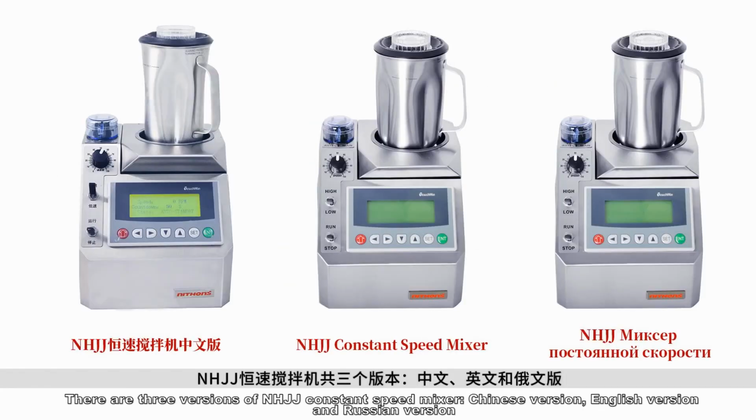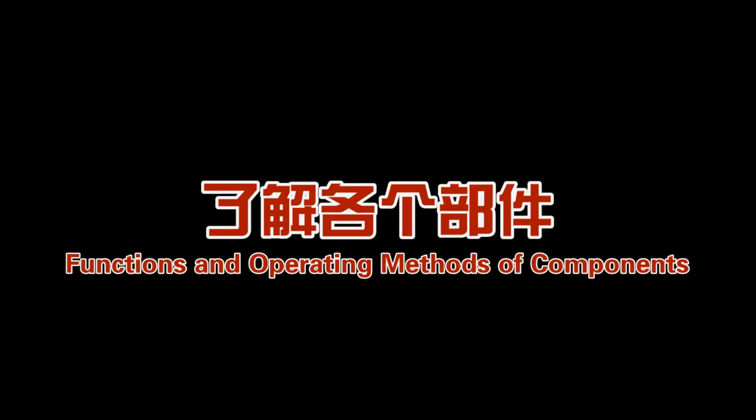There are 3 versions of the NHJJ Constant Speed Mixer: Chinese version, English version, and Russian version. Functions and operating methods of components.